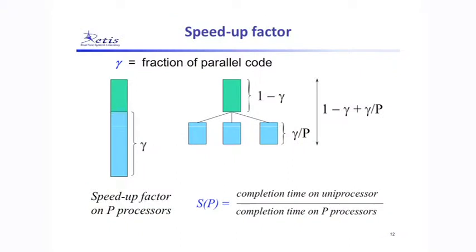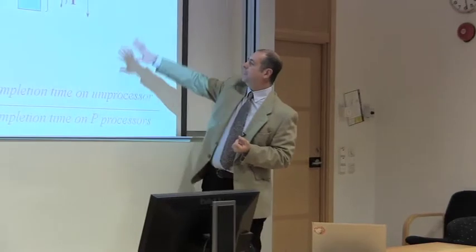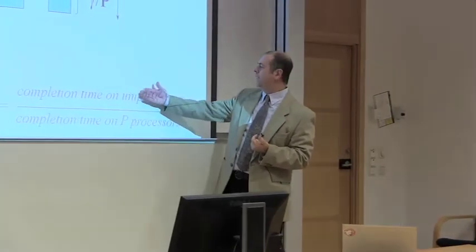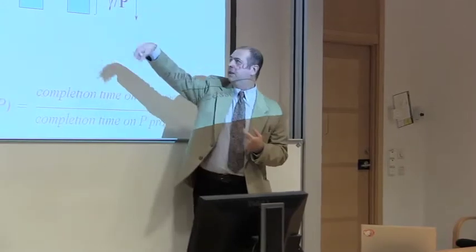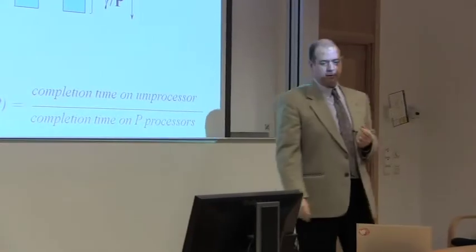So it's important to measure the gain we made, and this gain is typically measured by what we call the speedup factor, which is basically the ratio between the completion time that we can achieve on a uniprocessor platform divided by the completion time on a P processor platform. So it's a function of P. And from this picture, you can see basically that this speedup factor is equal to 1 divided by this factor, because we consider a unitary program.